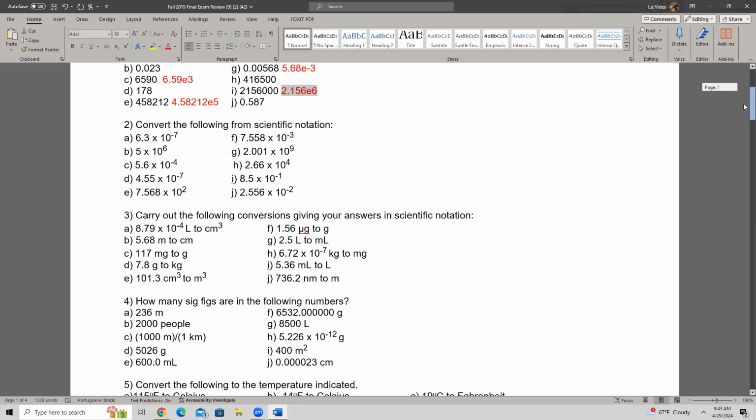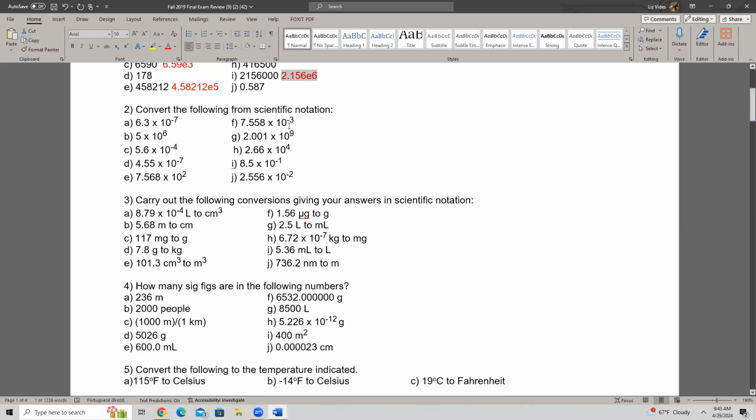Now we're doing the opposite. We're converting from scientific notation, so the process is exactly the opposite.